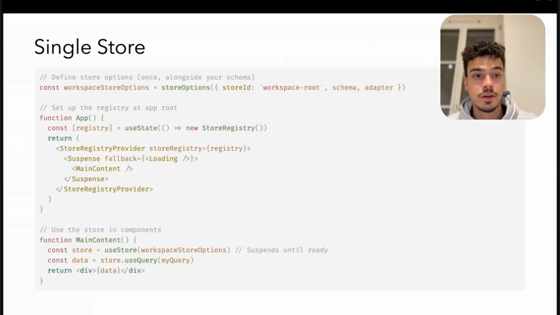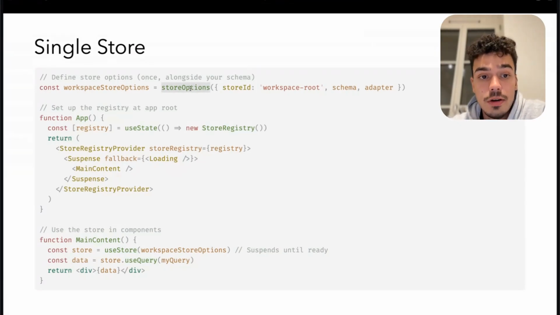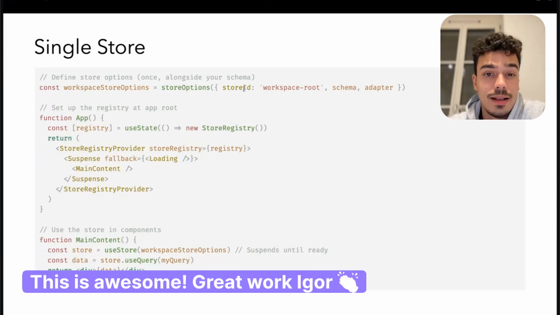So I'm first going to show how it will work for a simple app that has only one store with the new API. You have the store options API that I just mentioned. You pass the configuration like before, the schema, the adapter, but you also have to specify the store ID. Before, it was implicitly created as default. Now we require it explicitly because it's actually a pretty important concept in LiveStore.